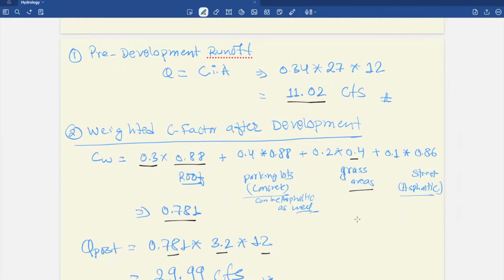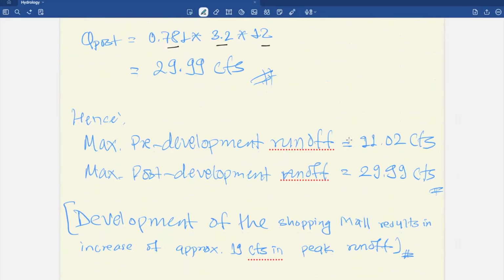You can also notice one thing that is important already. Here development didn't just change the runoff coefficient, it also shortened the travel time, which increases the design intensity. It's a double hit. Hence our maximum pre-development runoff is 11.02 CFS, and maximum post-development runoff is 29.99 CFS. You can have different values based upon this runoff intensity and this C. So development of the shopping mall will result in an increase of approximately 19 CFS in peak runoff.